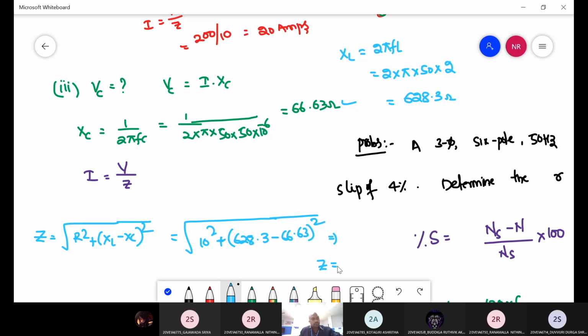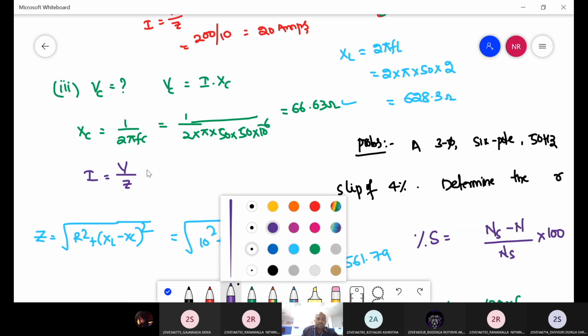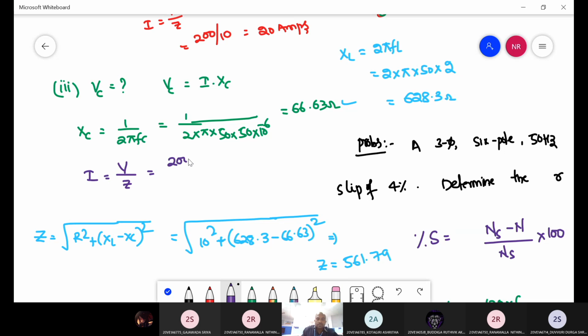Z is 561.79, sir. Once we know the Z value, we can calculate the I value. I is equal to V by Z, that is 200 by 561.79. Calculate it. 0.351 amps.